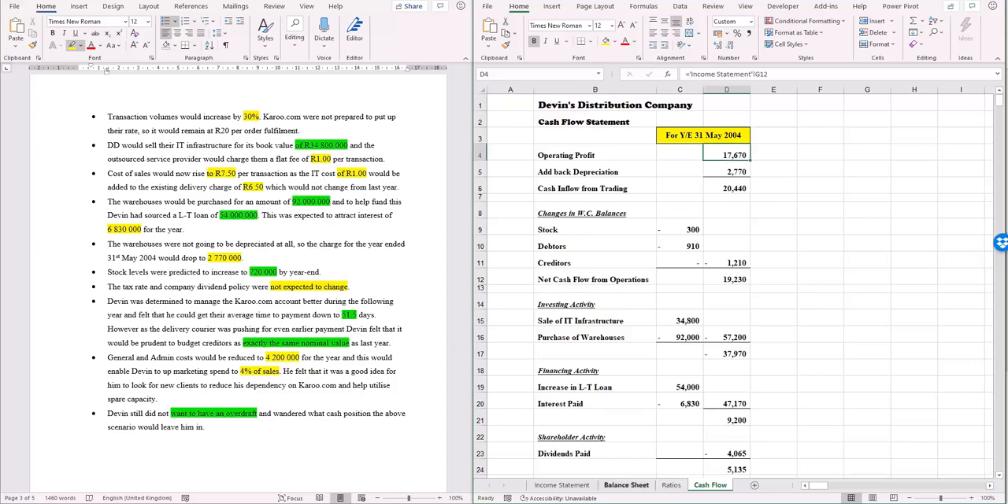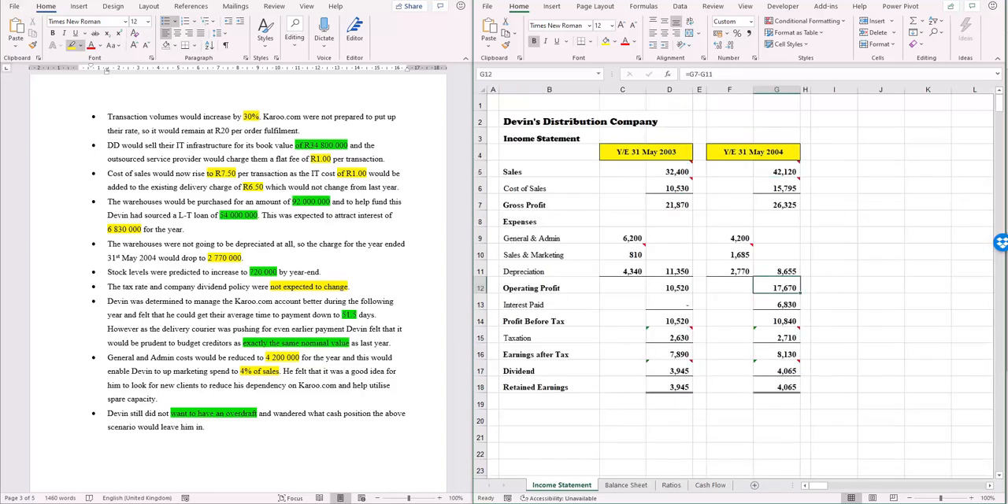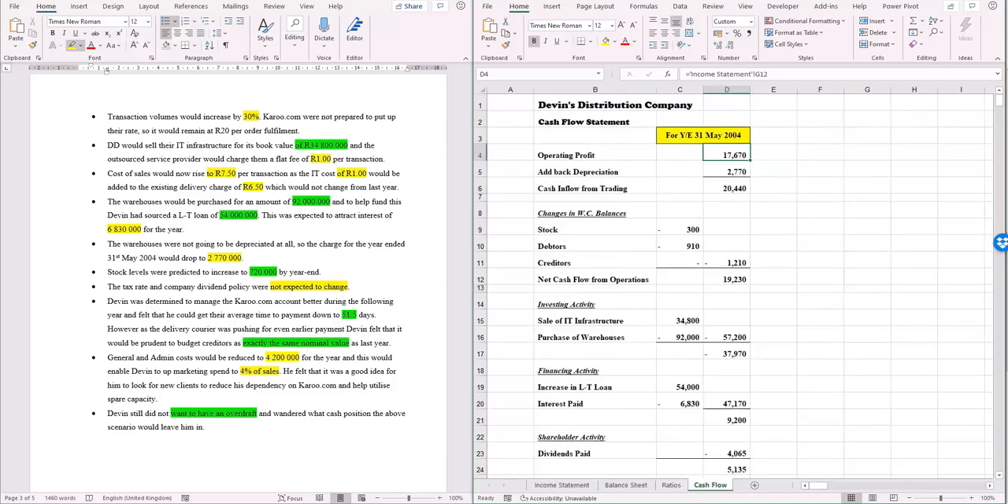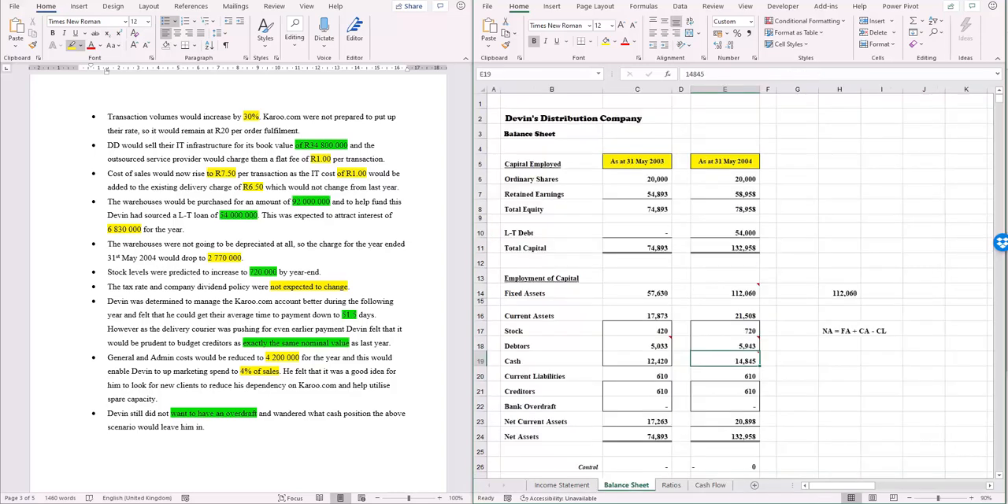All right, so we start with operating profit. We come back here, we find this operating profit, and we must add back the depreciation. That's always the first thing to get the cash from operations. Then stock, debtors and creditors, we must go and get the differences and apply our working capital rules. So let's do that. Let's move these guys out of the way here.